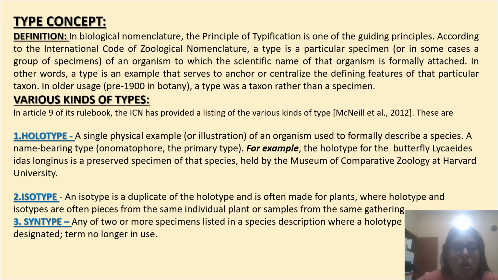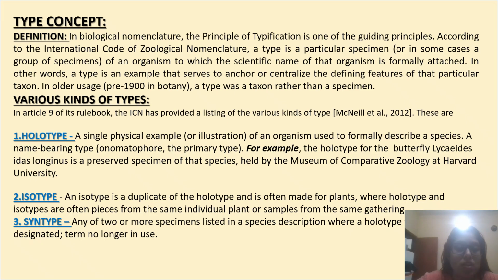Various kinds of types. In Article 9 of its rule book, the ICZN has provided a listing of the various kinds of type. These are: holotype, a single physical example or illustration of an organism used to formally describe a species, a name-bearing type, that is the onomatophore, the primary type. For example, the holotype for the butterfly Lycaeides idas longinus is a preserved specimen of that species, held by the Museum of Comparative Zoology at Harvard University.